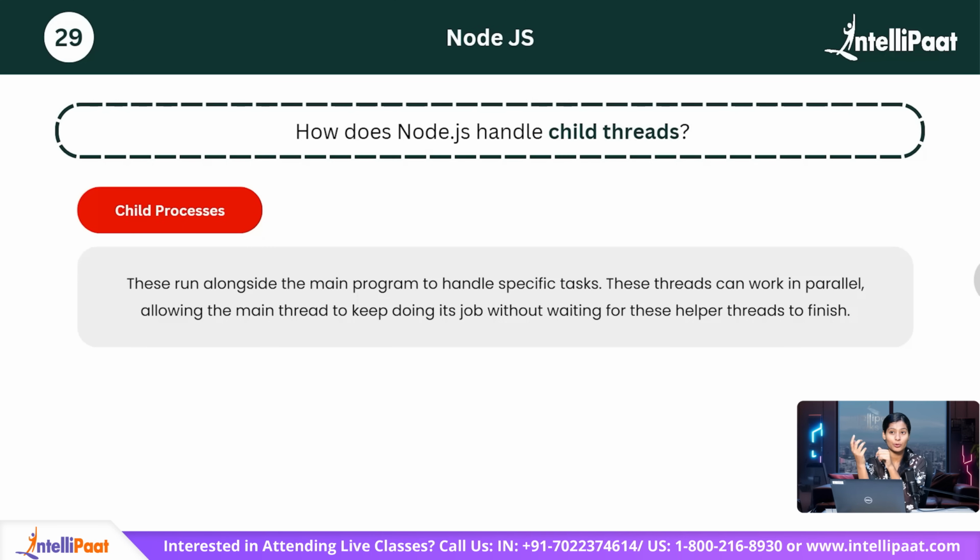So to handle that process, because that thing in itself is a huge factor, the app getting installed, you can't handle it with a thread. You need a process to handle it. That is where child processes come in, which take care of the installations. These threads can work in parallel, that is in the background, allowing the main thread to keep doing its job without waiting for these helper threads to finish.